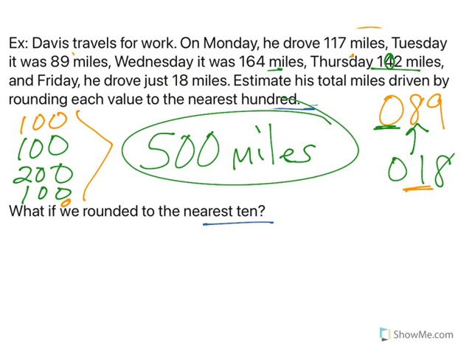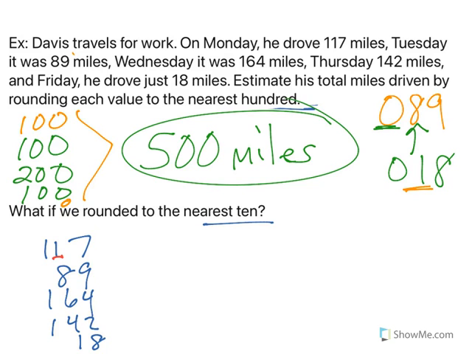So our estimate, rounding to the nearest 100, is 500. Okay, so now we're going to do this again. I'm going to write these out. We've got 117, 89, 164, 142, and 18. And we're going to round to the nearest 10. Because I think this is important to kind of check this out and see how this differs.